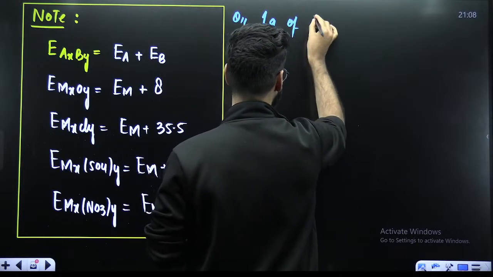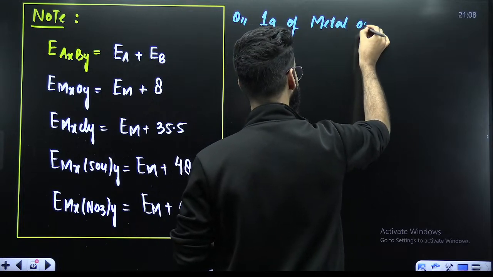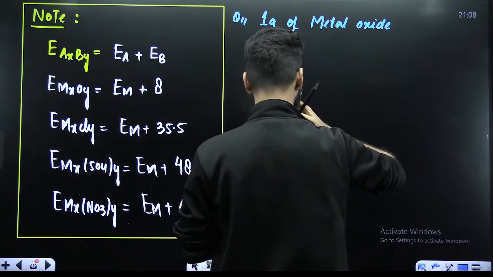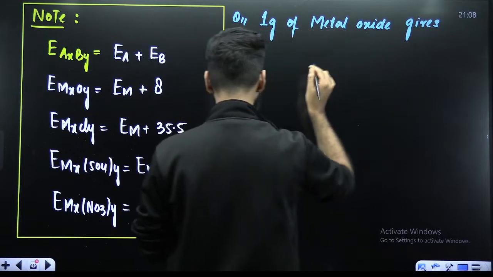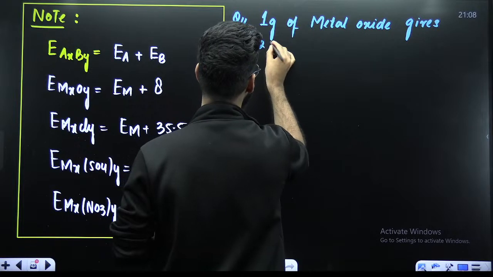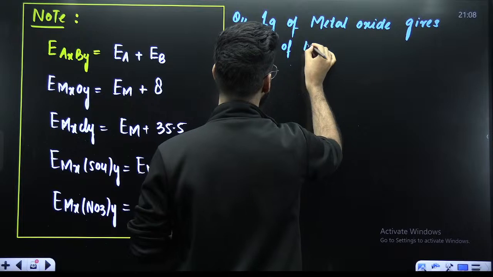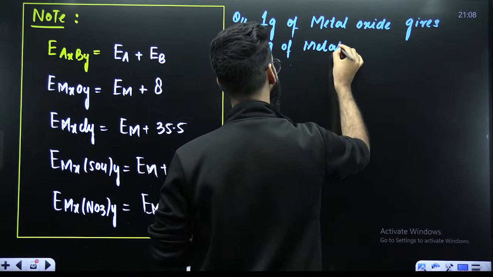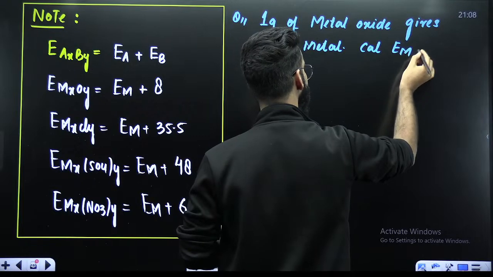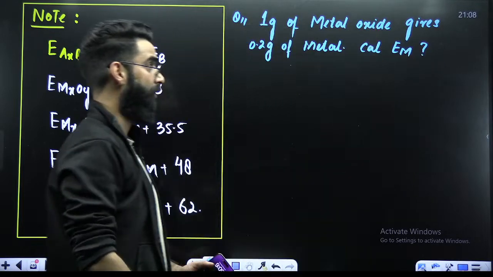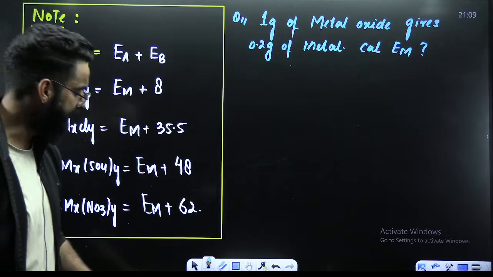1 gram of metal oxide gives 0.2 grams of metal. Calculate the equivalent mass of the metal. A very simple and basic question. 1 gram of metal oxide gives 0.2 grams of the metal. Calculate equivalent mass of the metal.